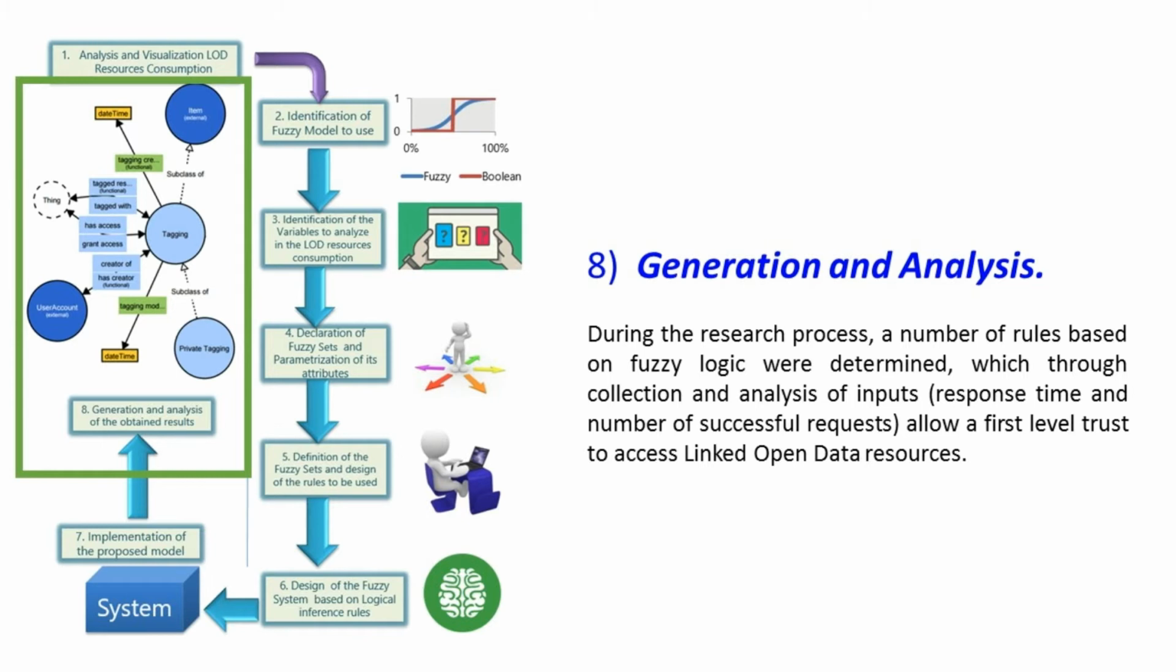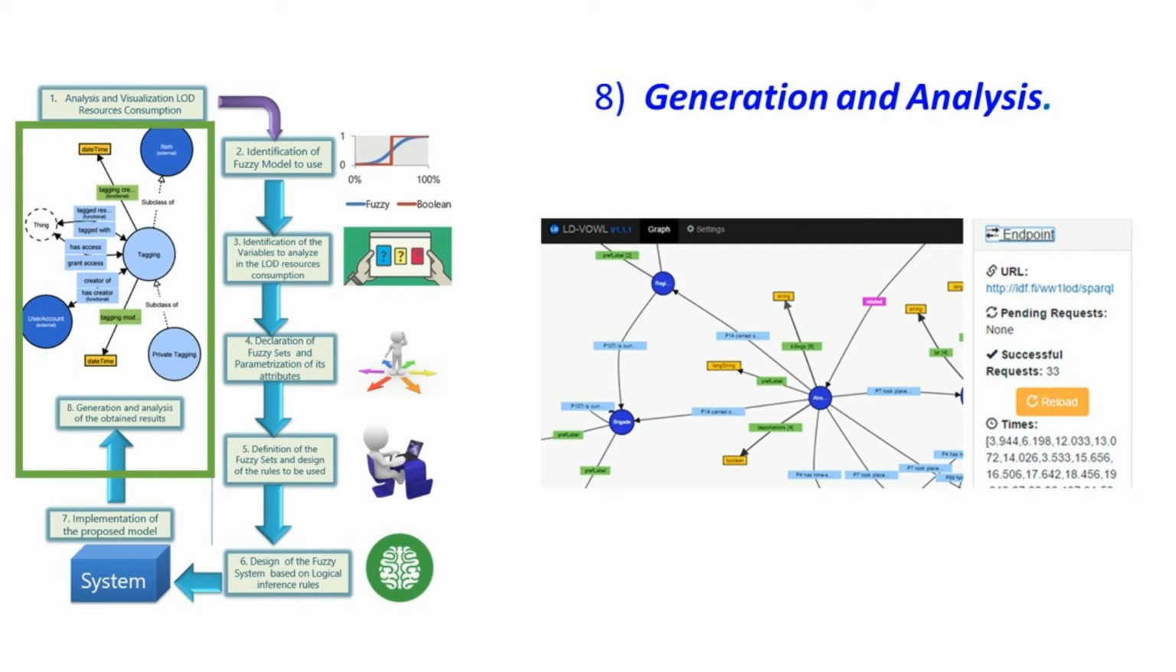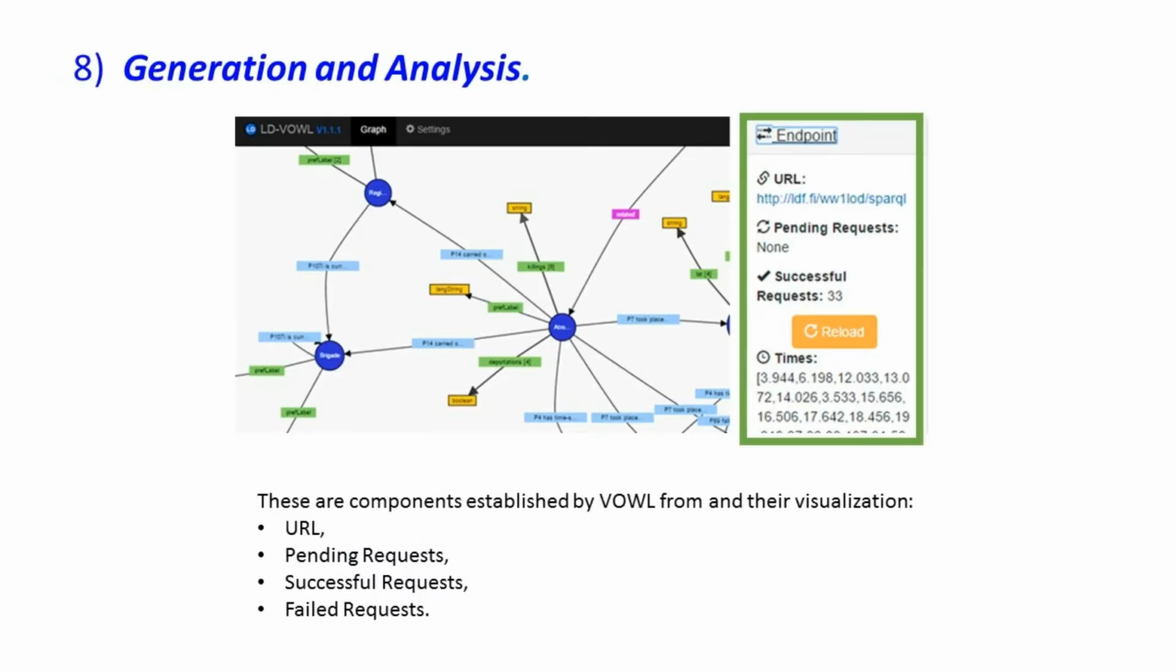During the research process, a number of rules based on fuzzy logic were determined, which, through collection and analysis of input, allow a first level of trust to access linked open data resources. As a result of this analysis and collection of input, we obtain the results, whose objective is the visualization, together with the described operation of the fuzzy logic components and the rules built to give a level of trust. This figure displays the components established from their visualization. These correspond to URL, pending request, successful request, and failed request. These results and the validation of the proposed model based on fuzzy logic are detailed in the next figure.